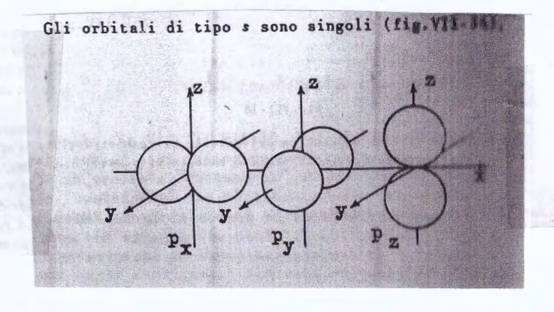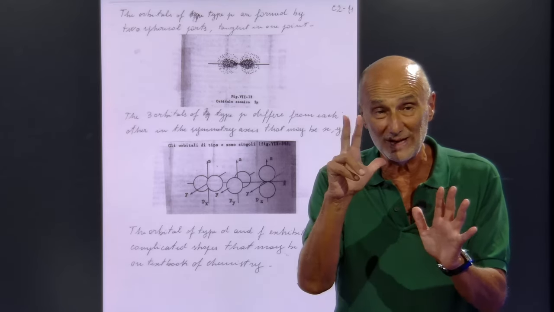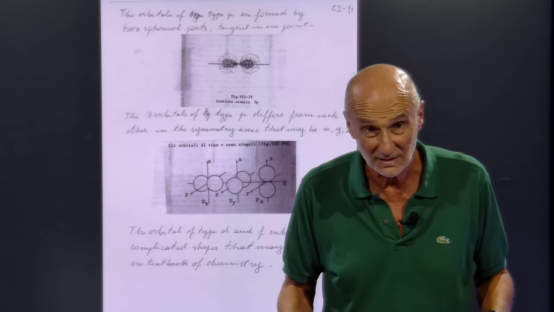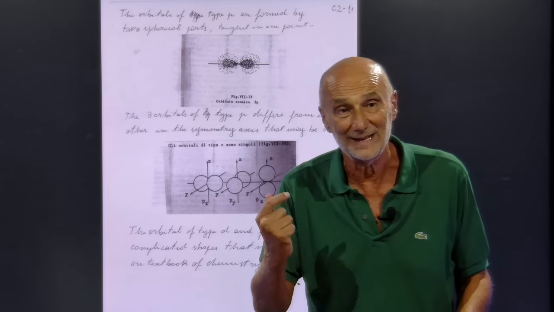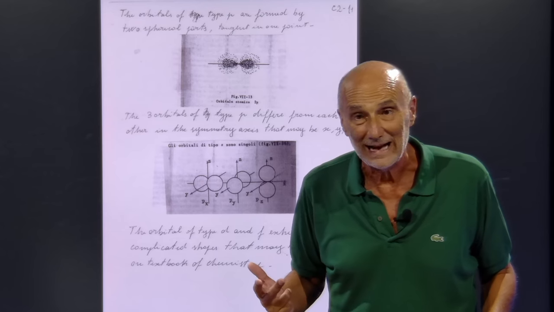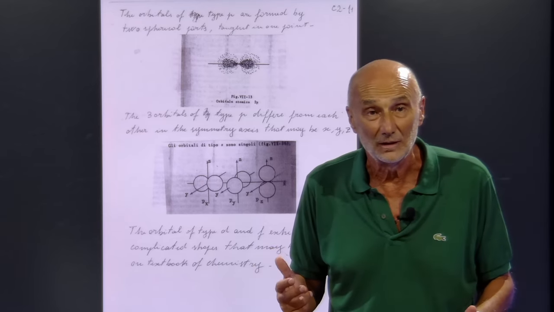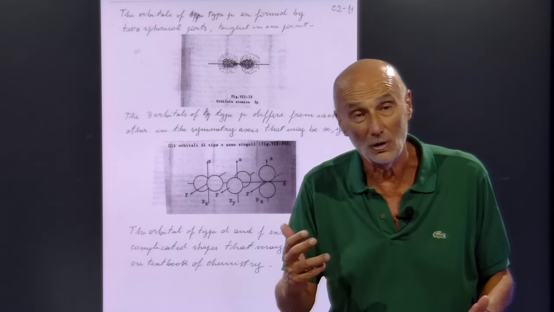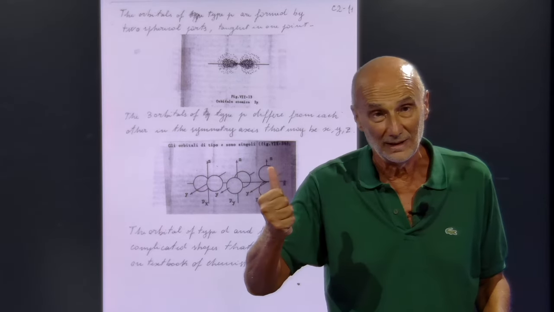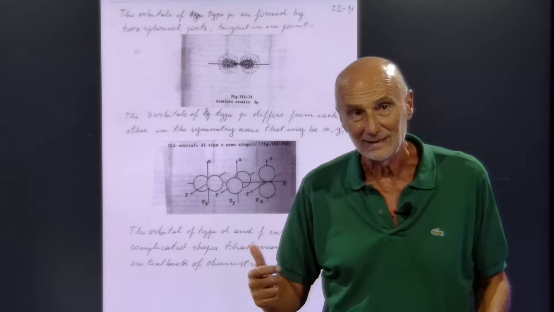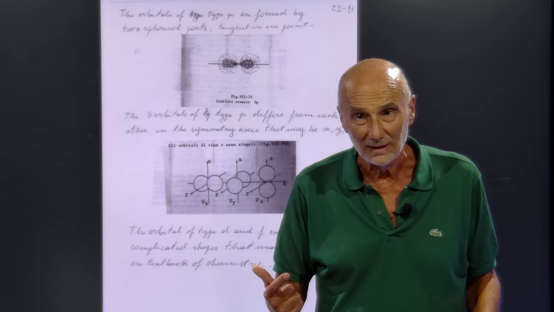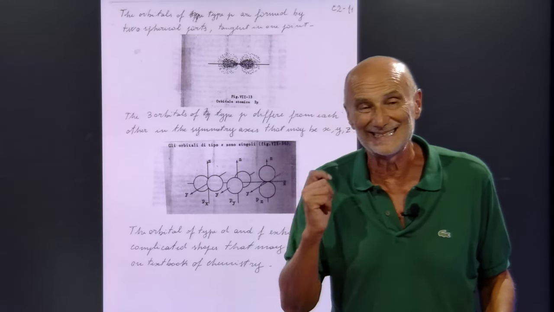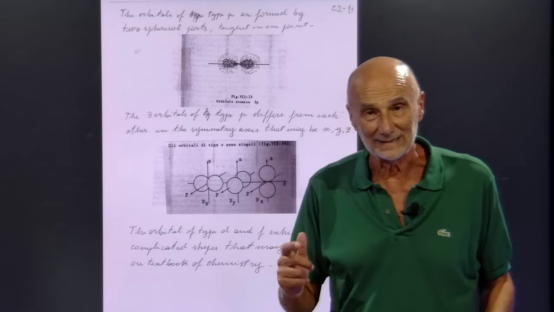Okay? When you have a Cartesian system of reference in space, which is created by three axes that are perpendicular among themselves, you have an axis X, an axis Y, an axis Z. These three axes are the axes of symmetry of the three different P orbitals. The first P orbital has X as axis of symmetry. The second P orbital has the Y axis as axis of symmetry. The third P orbital has the Z axis as the axis of symmetry.